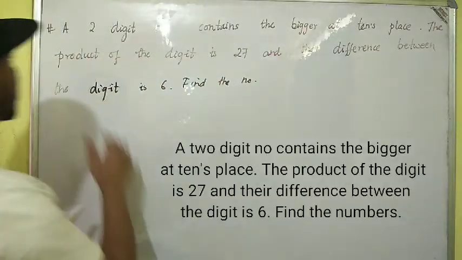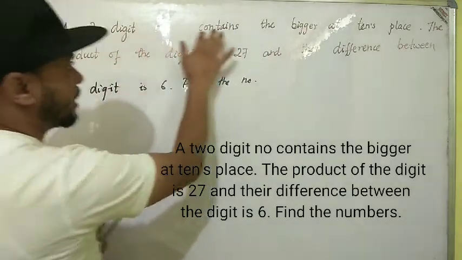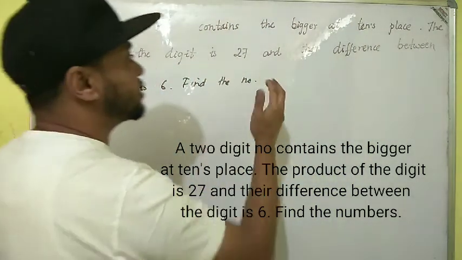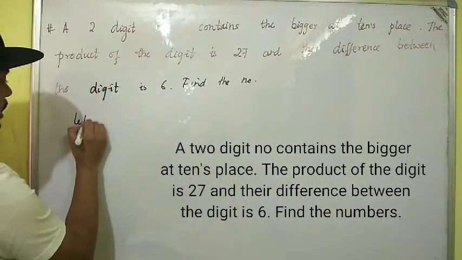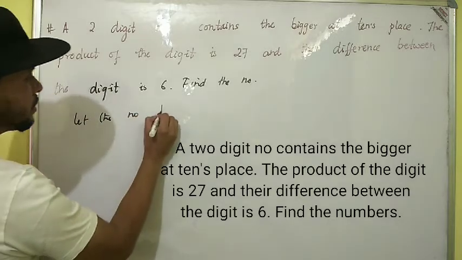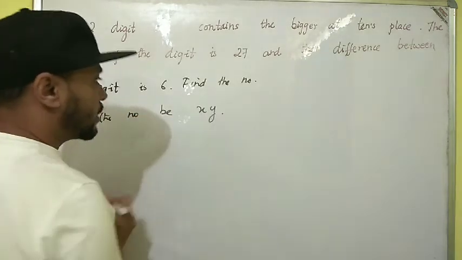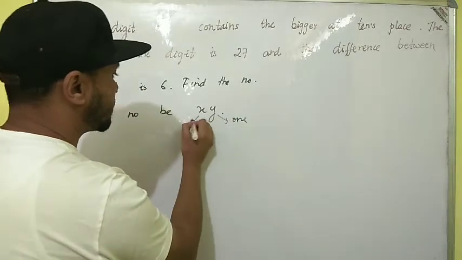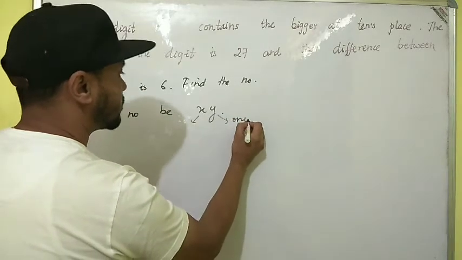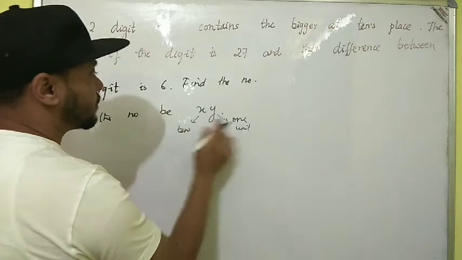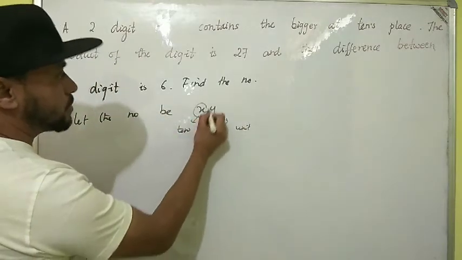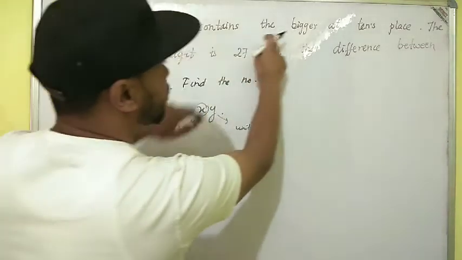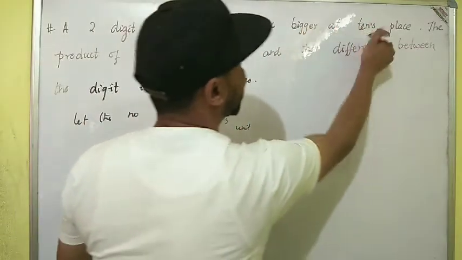Alright, now a two-digit number contains the bigger digit at 10 place and the product of the digits is 27. Now let us assume the number be x and y. So this is a two-digit number. Okay, so x is 10 place and this is unit place. All right. Now this is bigger, keep this in mind. And yes, this is what is given. A two-digit number contains the bigger digit at 10 place.